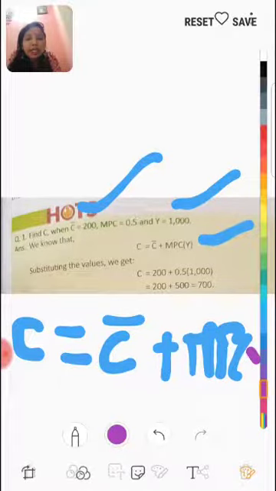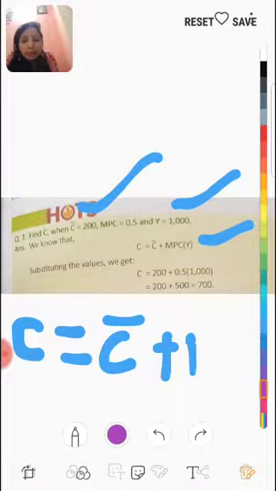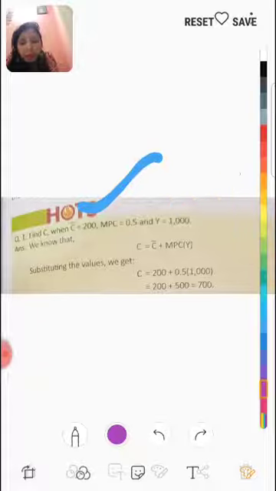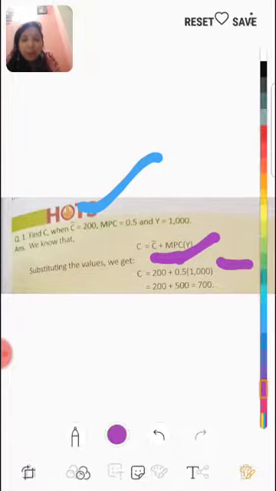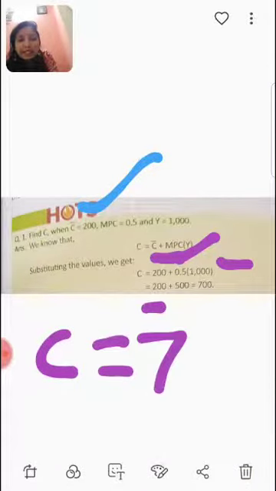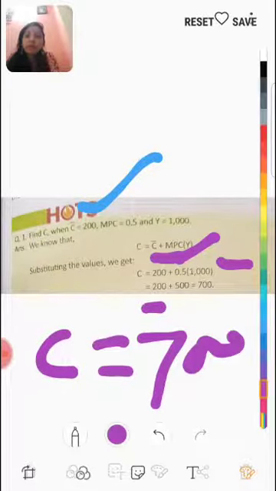So how will you calculate that? Here is a simple description. C equals 200, that is C bar, plus 0.5. 0.5 is MPC and Y is 1000. So now 200 will be the same, multiply 1000 with 0.5, that is 500. So total 200 plus 500 equals 700. So C equals simply 700. This is your numerical part.